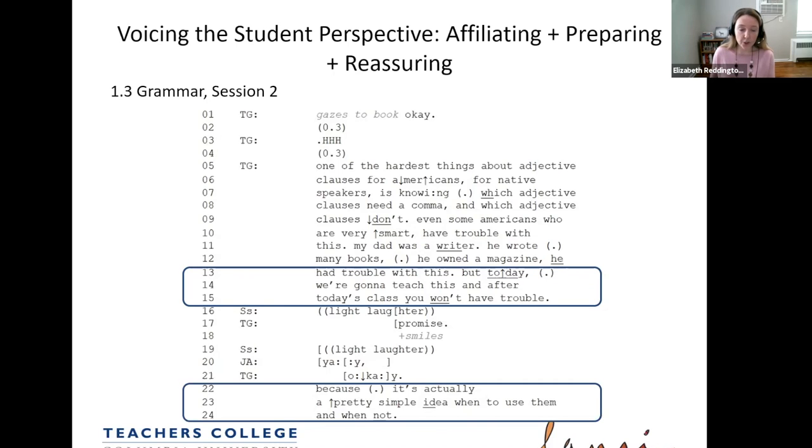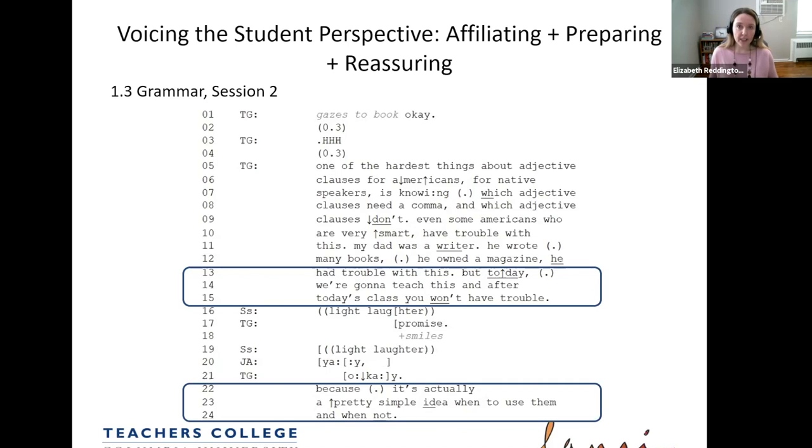Then in lines 22 to 24, the teacher produces one more assessment of the topic, now an account for that promise of success, which now appears to convey his own perspective. He says, because it's actually a pretty simple idea when to use them, the commas, and when not.